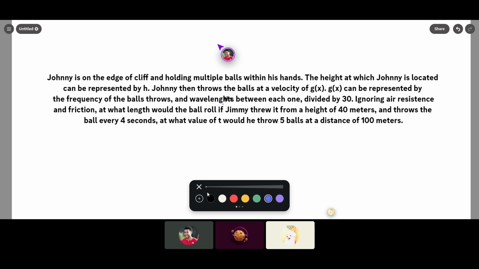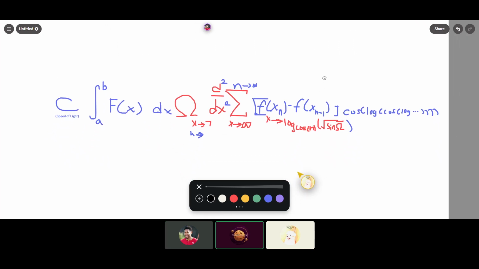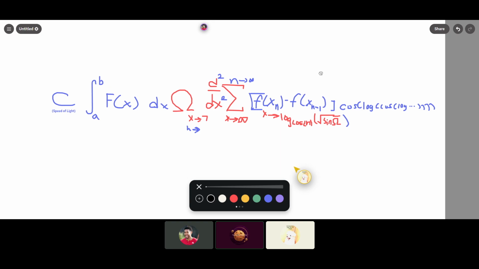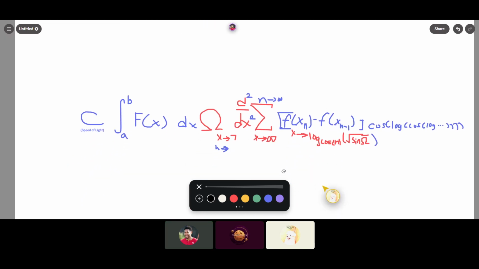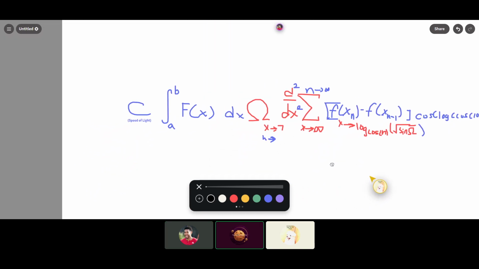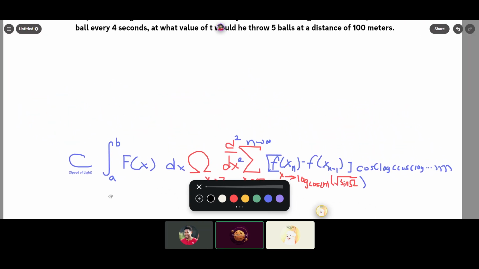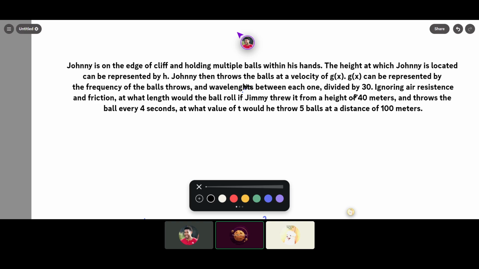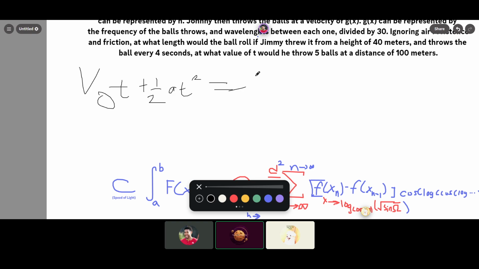Cookie, you could take it from here. Okay, guys, so the formula we're going to be using for this problem is to find the speed of light, right? And to find that, we're going to have to isolate C through this process of dividing. So we know that he threw it from a height of 40 meters. So we know that v0 t plus 1/2 a t squared is equal to the height, which is 40 meters.